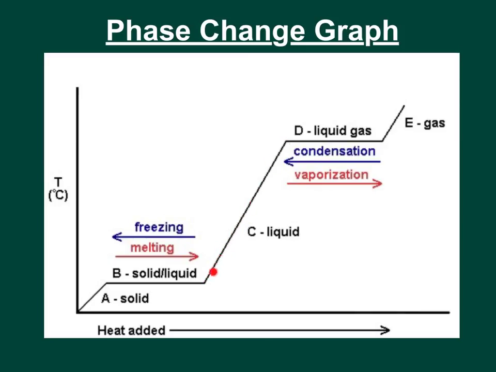So on this diagonal line, we're representing a liquid. Once the liquid reaches this temperature here, the liquid has reached its boiling point and the liquid will begin to boil. Again, during the boiling phase change, we see that the temperature remains the same. Once again, the temperature of the liquid will remain the same until the boiling process is over.